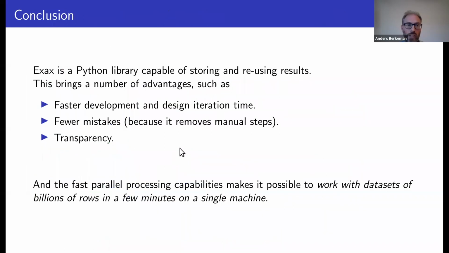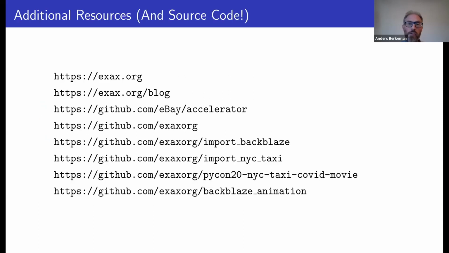So the conclusion is that we can have faster development time, fewer mistakes, full transparency, and we can work with data sets of billions of rows in a few minutes on a single machine. And here I provide references to the blog, manual, and all the source code that was mentioned in this talk.